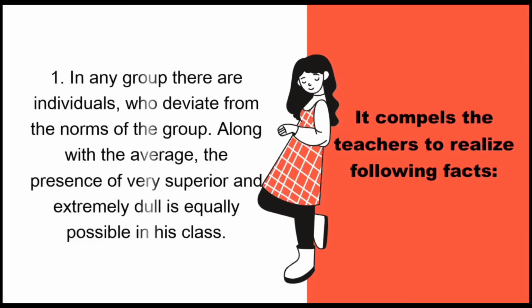The first one is, in any group, there are individuals who deviate from the norms of the group. Along with the average, there is the presence of a superior individual who stands out in the class, and also an individual or a learner who is extremely dull. However, the teacher should realize these differences and should have fairness in his or her class, and this is equally possible in a classroom.